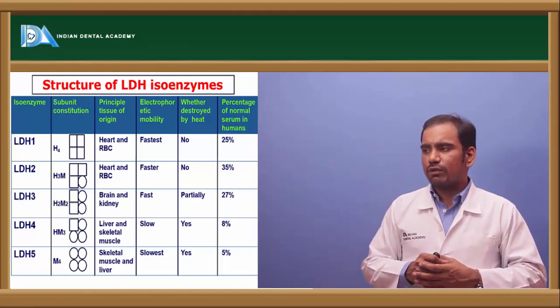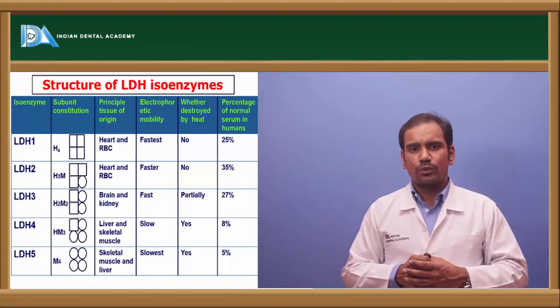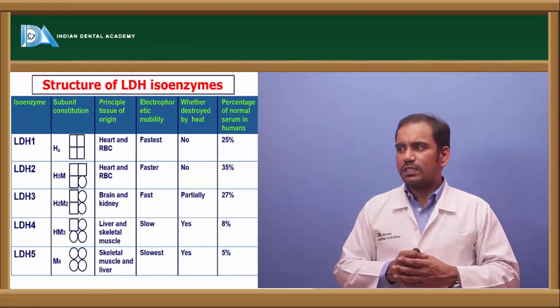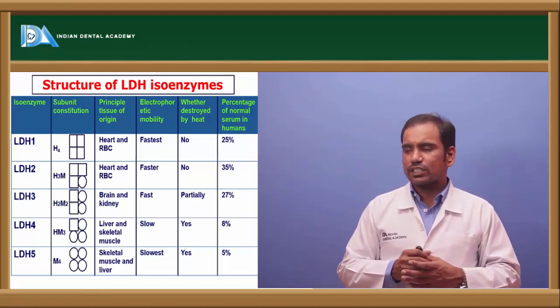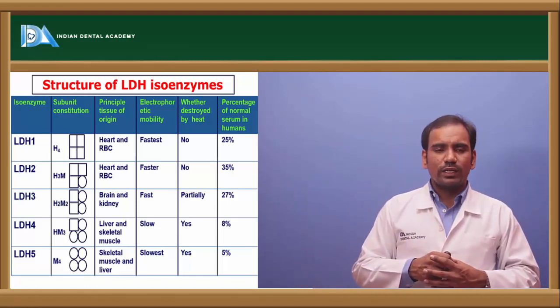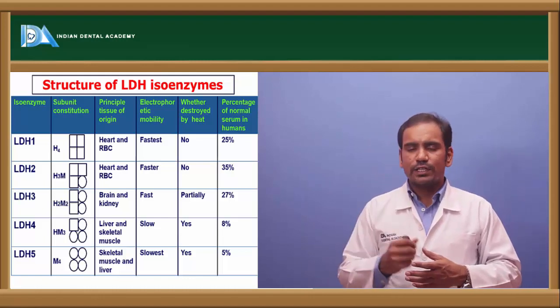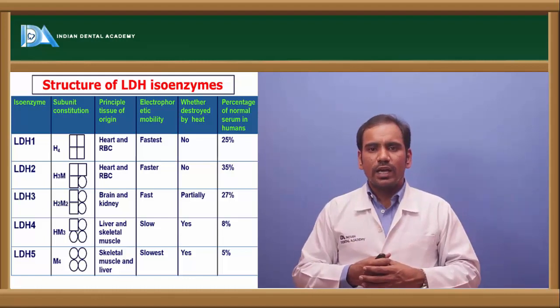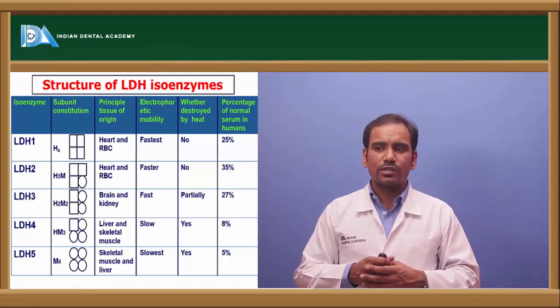Coming to LDH3, its subunit composition is H2M2, and it is present in the brain and kidney. It is the fast fraction in electrophoresis, and its concentration is 27%. LDH4's composition is H1 and M3. It is the slow fraction in electrophoresis.